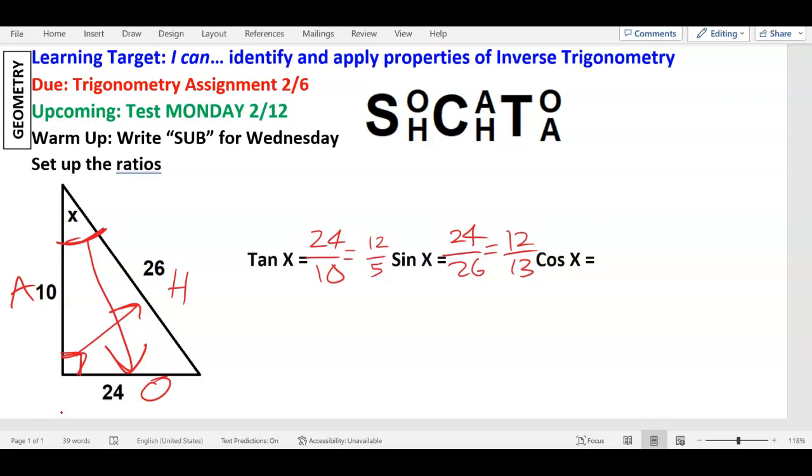Okay, and then cosine, that's your CAH. C stands for cosine. A over H is 10 over 26, which again reduces to 5 over 13. Okay, now stay with me because we got to do these notes. It's one-sided, it's just a couple of examples. All I'm showing you is one extra step to solve for a missing angle using inverse trig.